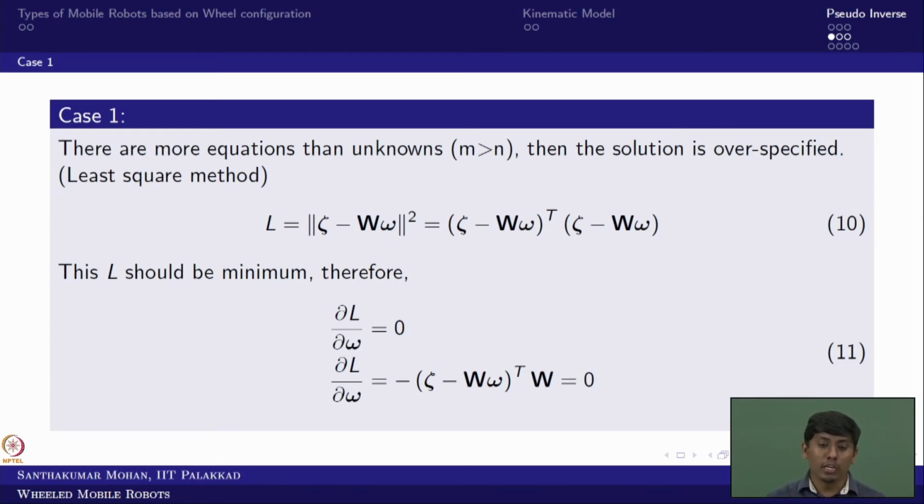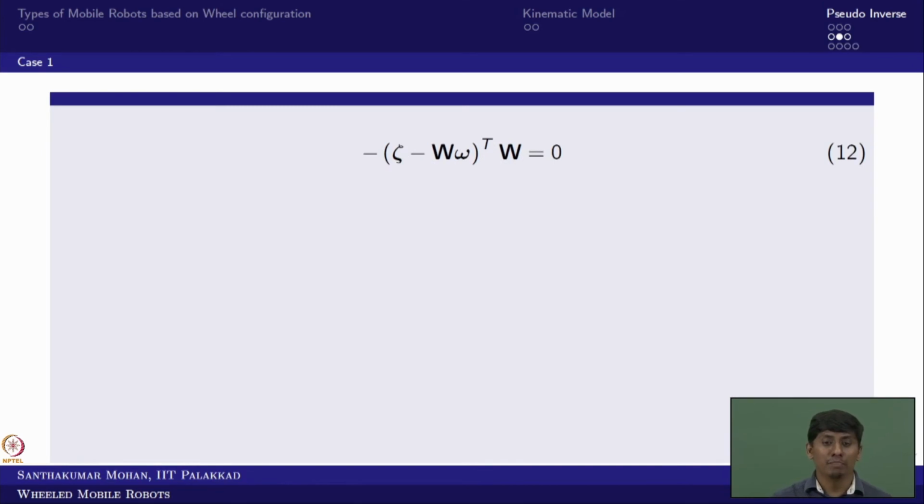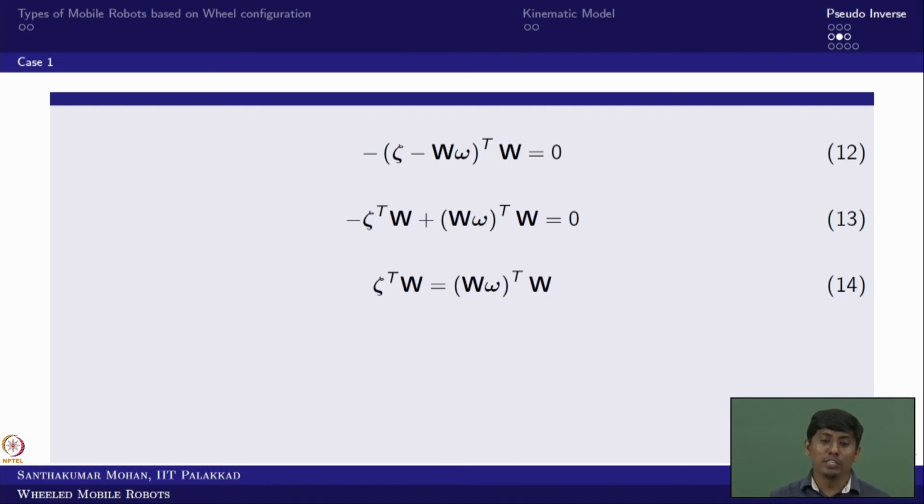So what I can do is take this equation further. I am taking the transpose throughout, in the sense zeta transpose minus W into omega transpose, where I also take the minus sign into account, and I am multiplying with W. So what I will get is minus zeta transpose into W plus (W into omega) whole transpose into W equal to 0. Now you can see that we have got something, right? So I can rewrite this equation in this form.